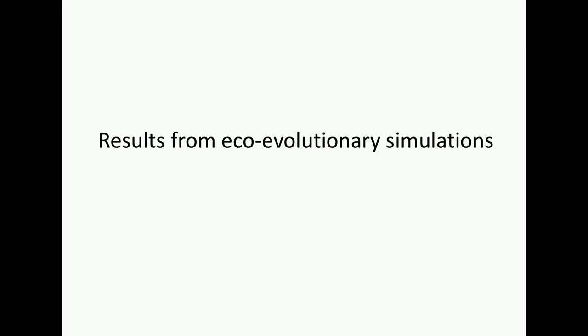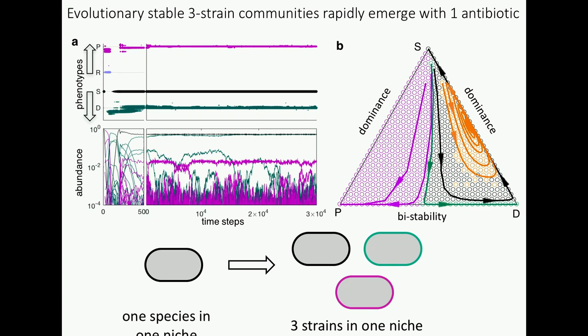Okay, and then we just run thousands of different simulations with different costs of production and resistance, and so on, and see what happens. So let's start with the one antibiotic case. We have a single phenotypic dimension here. So this is the space of possible phenotypes.